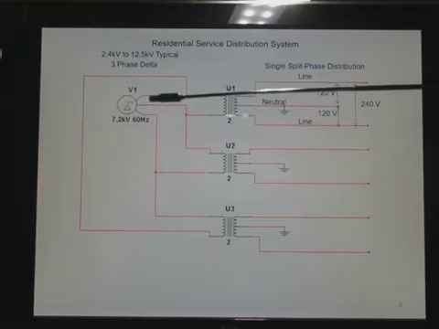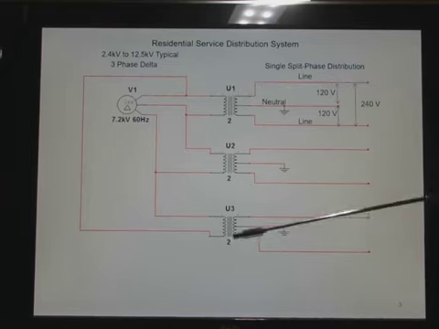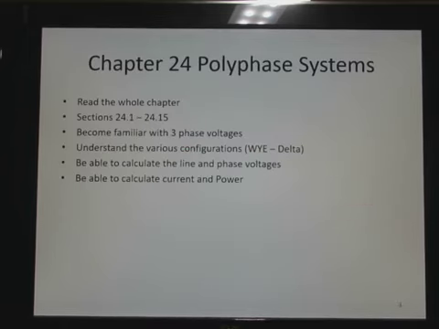Here's an example of high voltage coming to the neighborhood. Then this would be in the neighborhood. This might be a substation voltage, and then this will be delivered to the home. So chapter 24, we're talking about three-phase systems, and read these sections 1 through 15.